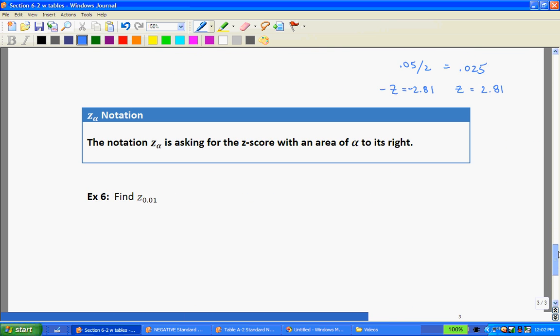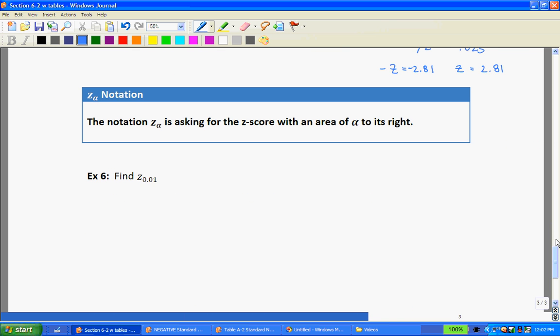Okay, finally we have the z sub alpha notation. That notation is pretty much doing the same thing we did in example 5. It's asking for the z-score with an area of alpha to its right. The thing you have to be careful of here is that z sub alpha is always talking about to the right, whereas above, sometimes we were to the left and sometimes to the right. So here it's strictly to the right.